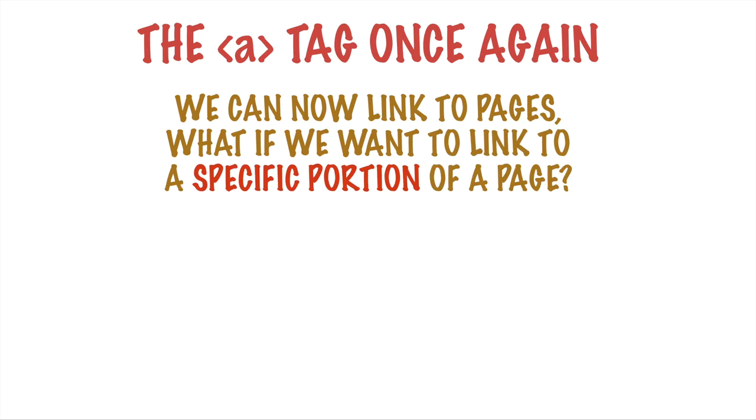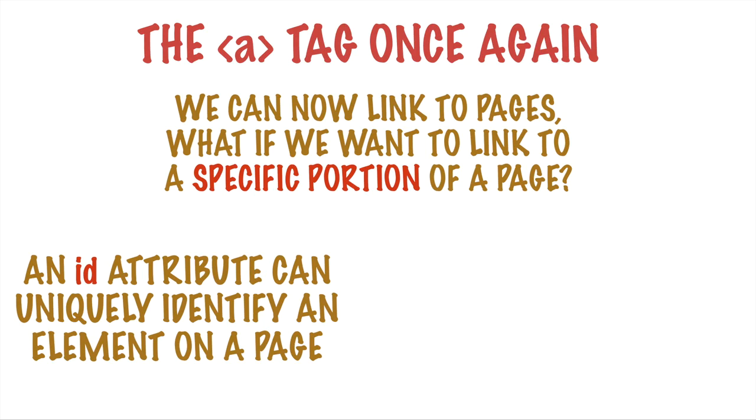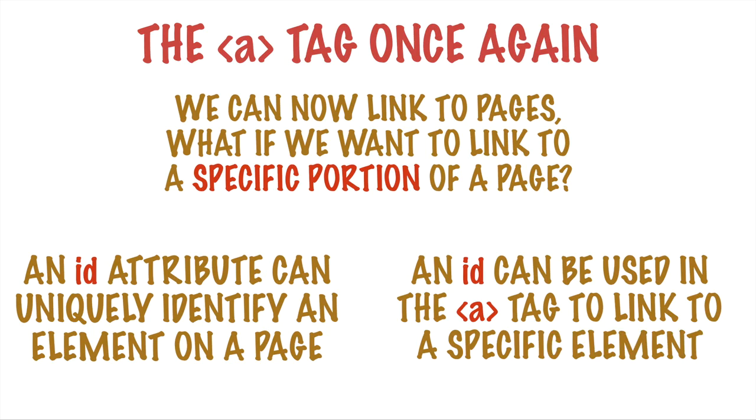There's yet another bit of interesting functionality in the A tag. What if we wanted to link to a specific portion of a page? Is this even possible? The answer is yes. You need to specify an ID attribute. You can specify an ID attribute to any element on a page. Once you do so, you can link to that specific node or HTML element on the page with an A tag. Let's make this a little more explicit using an example.